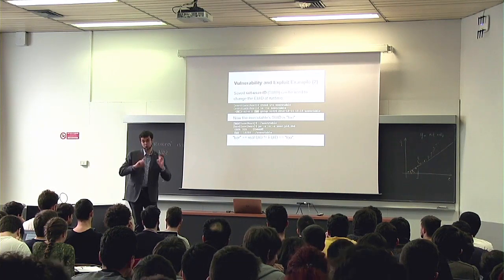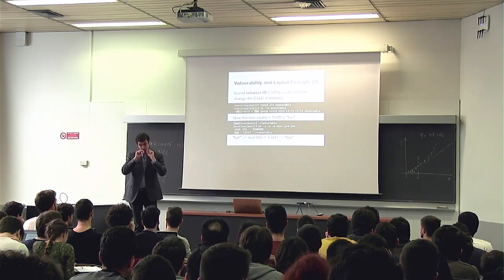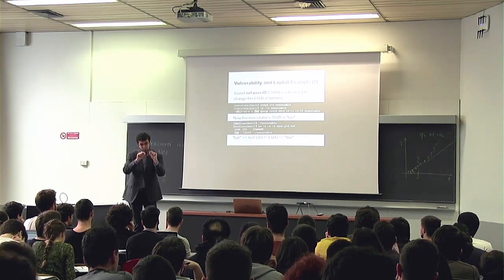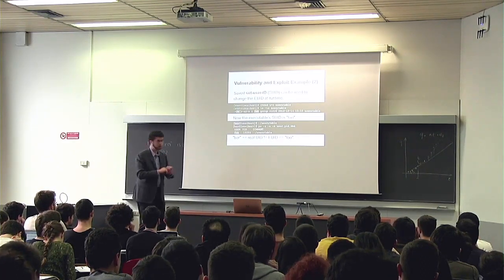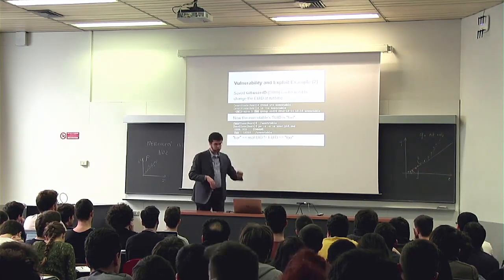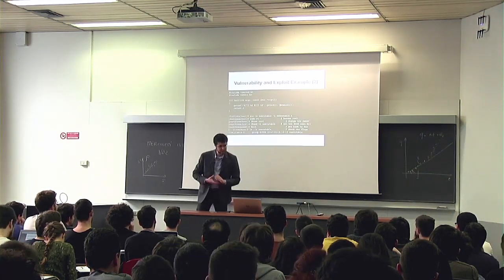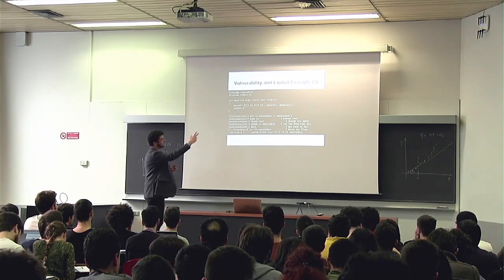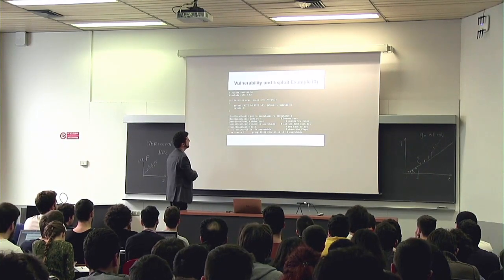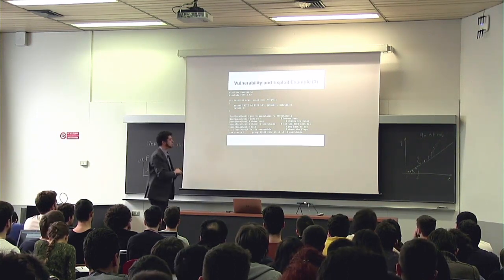This is not exactly what we wanted. We wanted the program to be able to do a specific thing with those higher privileges. But it's getting closer. How do we actually get to what we wanted to do? Let's look at a simple example code. This is a very simple piece of code that just prints out the real user ID and the effective user ID of a program. It uses two calls, getuid and geteuid, that return those two values.